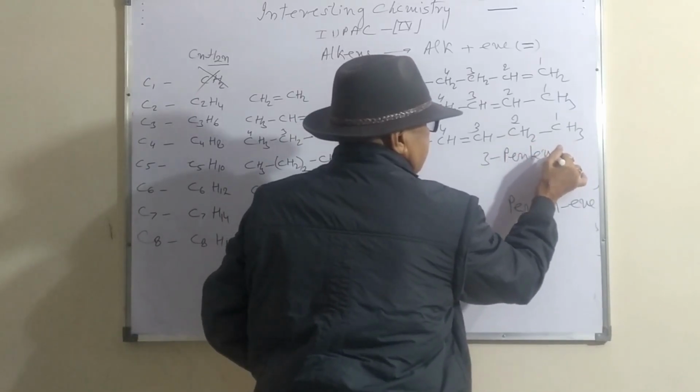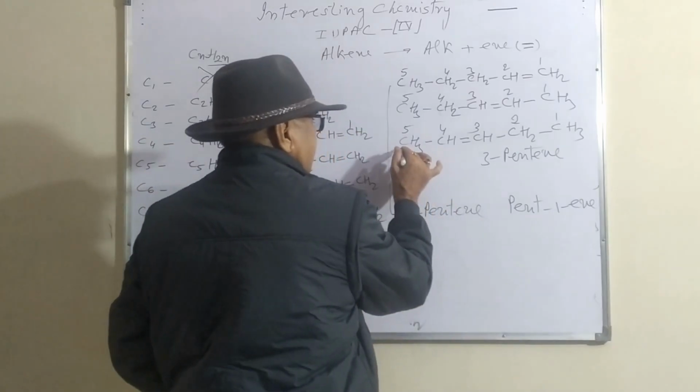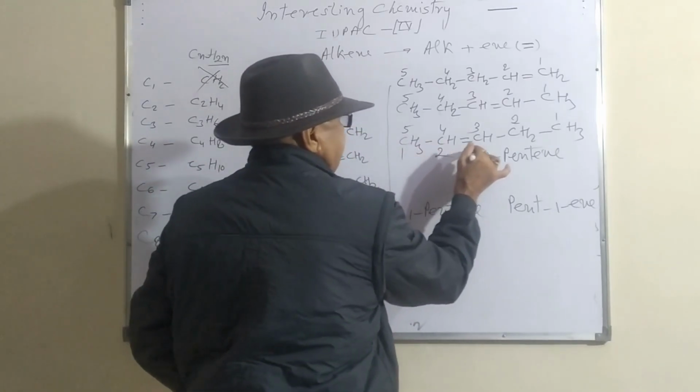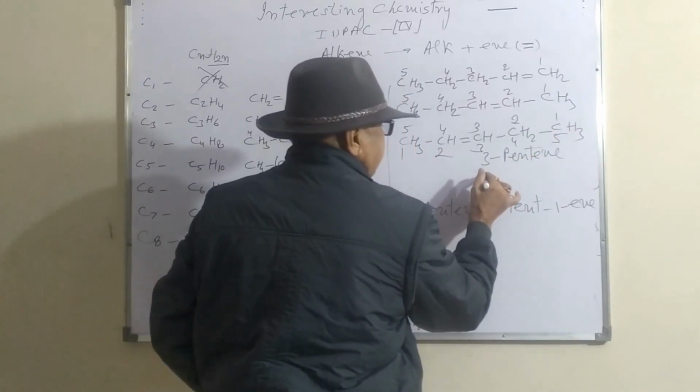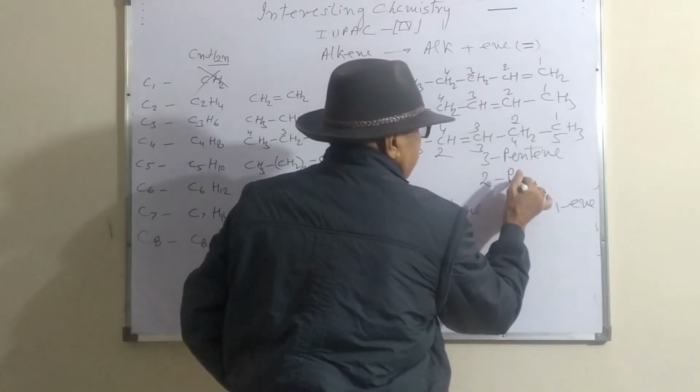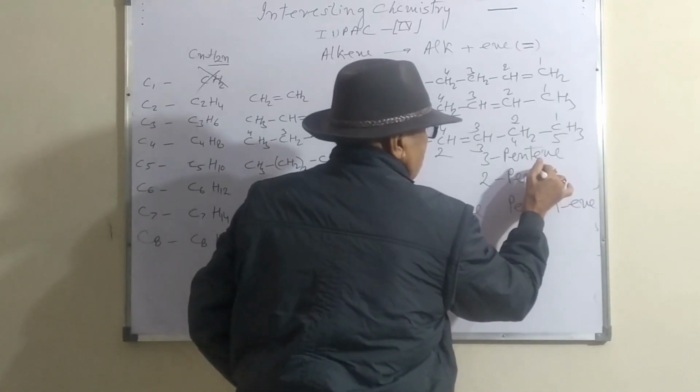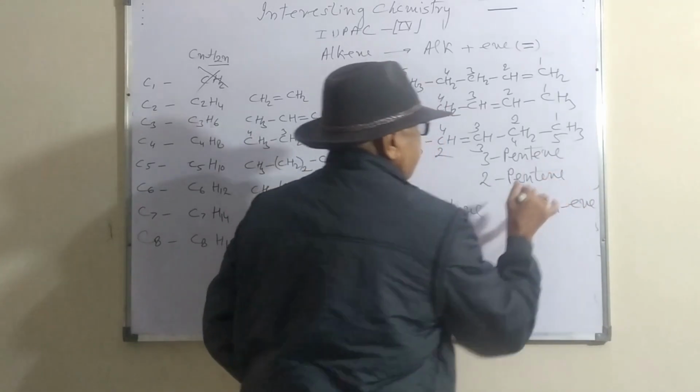3-pentene. The name of this compound will be 3-pentene, if you start the numbering from this end, so 3, 4 and 5. But from the other end, the name of this compound will be 2-pentene. So which name is correct?